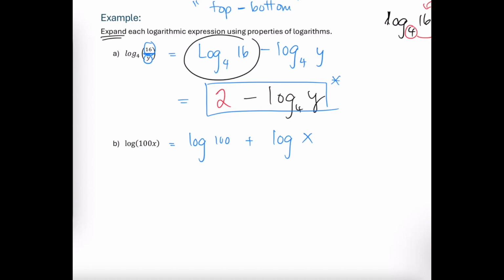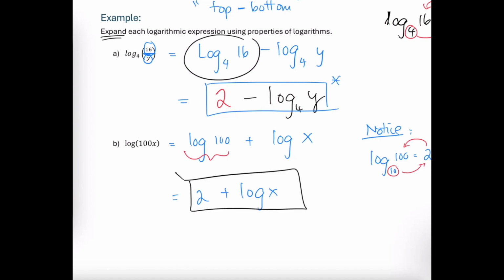And let's just notice over here that the log base 10 of 100 is going to be equal to 2, because 10 raised to the 2 power is equal to 100. So this has a value of 2. And we're going to then add the log base 10 of x to that, and this would then be our expanded and simplified version of what we originally started with.